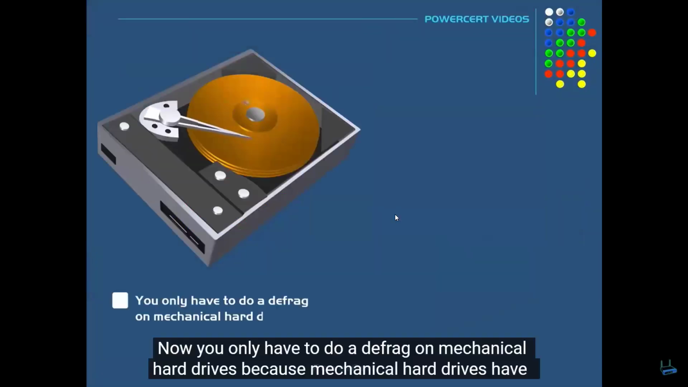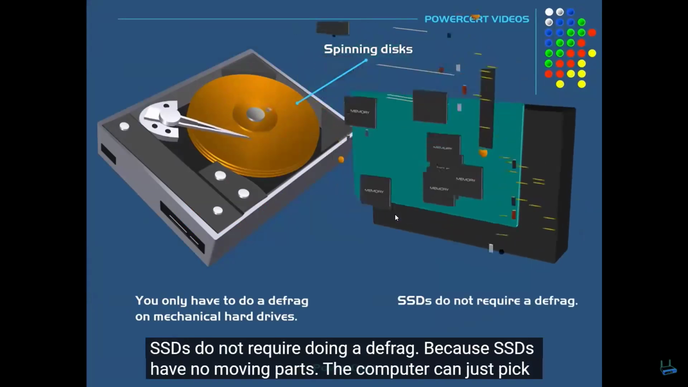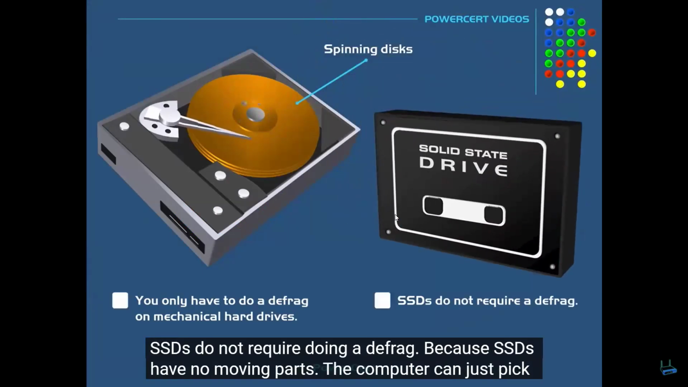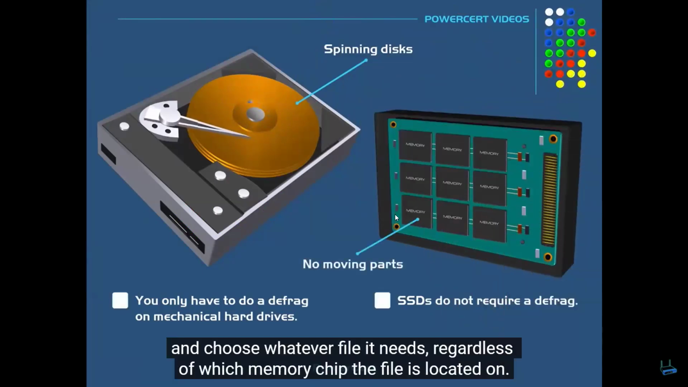Now, you only have to do a defrag on mechanical hard drives because mechanical hard drives have disks that spin so that the heads can read and write data files. Now, solid state drives or SSDs do not require doing a defrag because SSDs have no moving parts. The computer can just pick and choose whatever file it needs, regardless of which memory chip the file is located on.